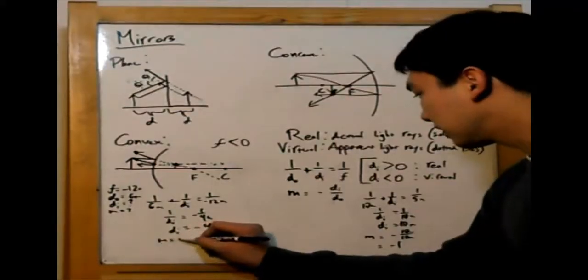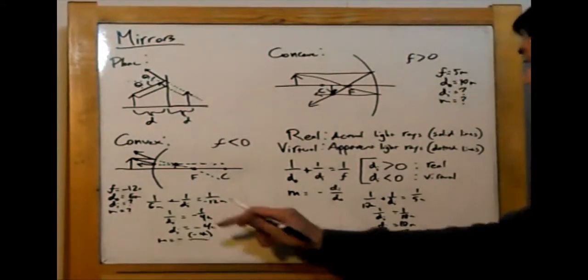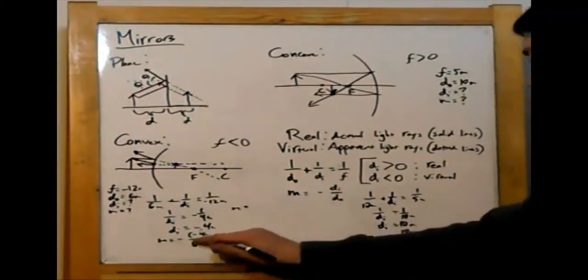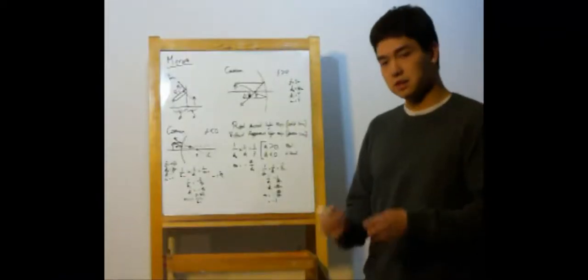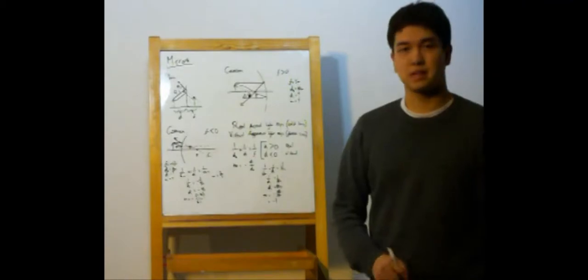Well, over here we have an image distance of negative 4 meters and an object distance of 6 meters. So we run through the division and we get the two negatives canceling out. We get a magnification of 2/3. That means our image is going to be 2/3 as large as our object. But it's positive, so it's going to be all upright.